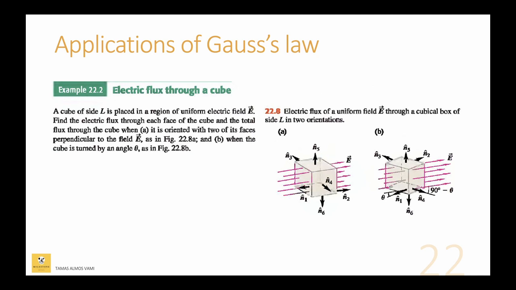Okay, so here is another example. I'm not really going to solve this, but we could just look at it. This is a simpler one. We have a cube which has a side of L, and we put it into a uniform electric field E, which points in one direction. We're interested in the electric flux through each face of the cube, and then the total flux through the cube, when it is oriented with two of its faces perpendicular to the field, as we see in the left plot, and when the cube is turned by an angle of theta, as in plot B.